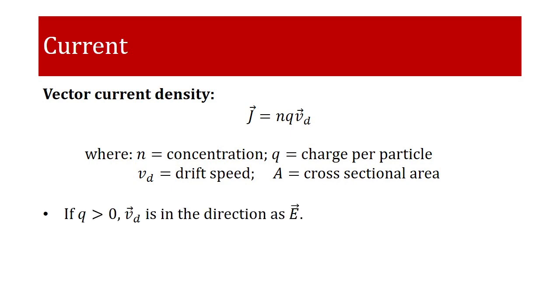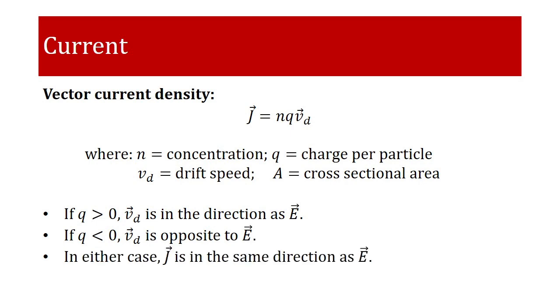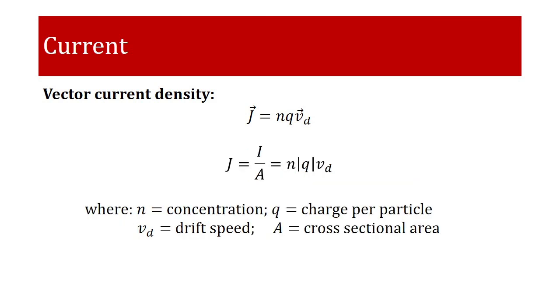If the q, or the charge per particle, is positive or greater than 0, then the drift velocity is in the same direction as the electric field. While if ang q is negative or less than 0, then the drift velocity is opposite sa electric field. In either case, positive man or negative man ang charge, current density is in the same direction as the electric field. And ang magnitude sa J, current density, is equal to I over A.